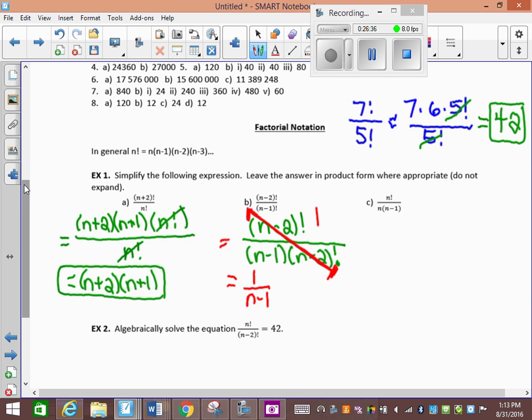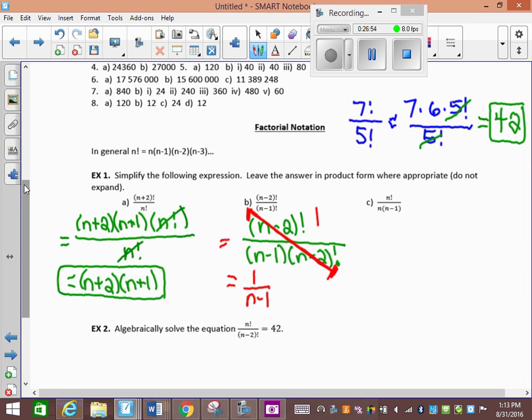If you said n minus 1 is the same as 1 over n minus 1, then you're telling me that 4 is the same as a quarter. Is that true? No, I would rather have $4 than a quarter of a dollar. They're not the same. So n minus 1 is not the same as 1 over n minus 1. You have to remember that 1 on top if they cancel.